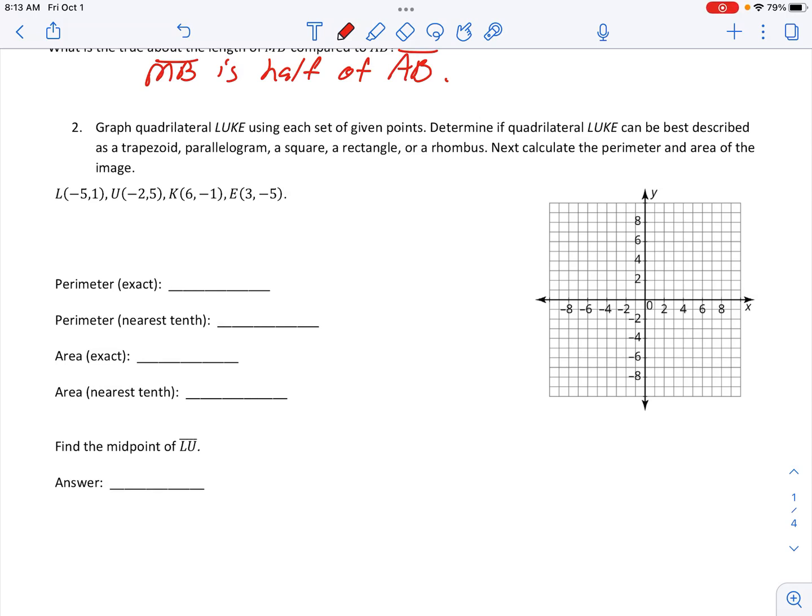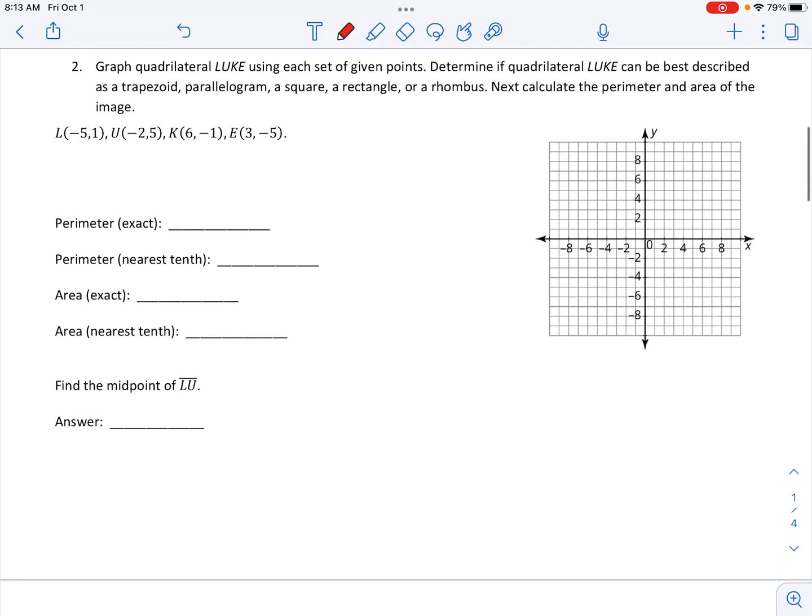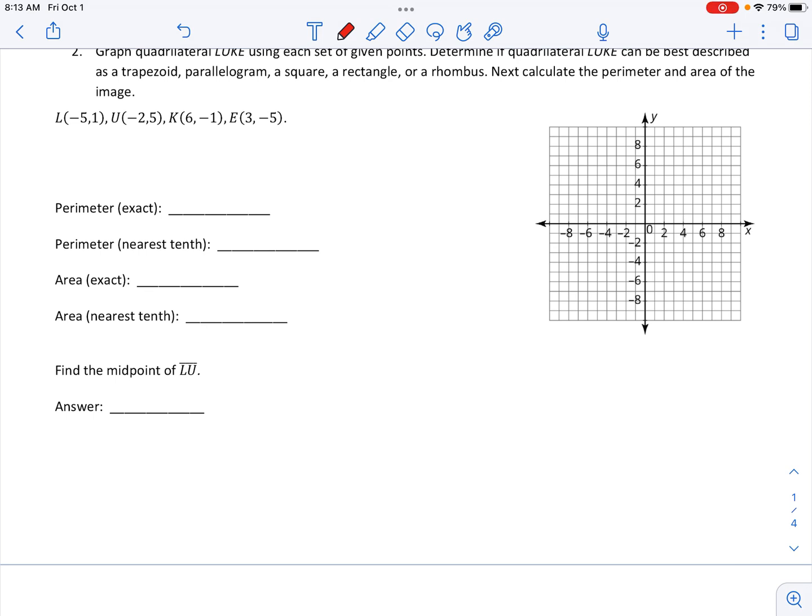Okay, go find me, classify the quadrilateral and find me all that other stuff. So in this case, let's just go ahead and get the midpoint out of the way. LU, find the midpoint of LU. Doesn't matter if we have the graph there or not. It's just add up the x's, divide by 2, add up the y's, divide by 2.